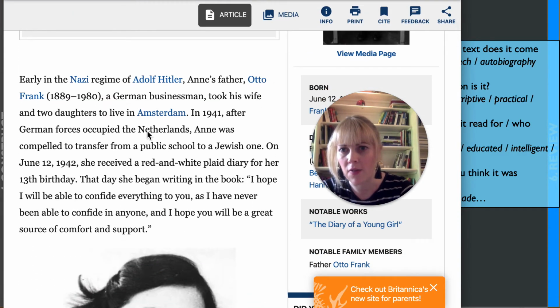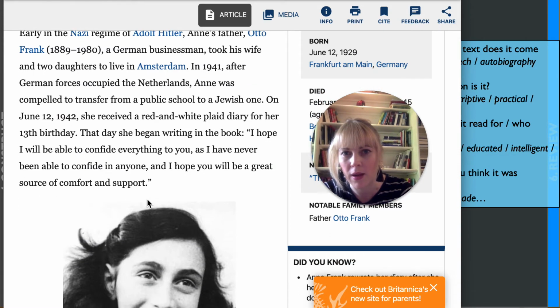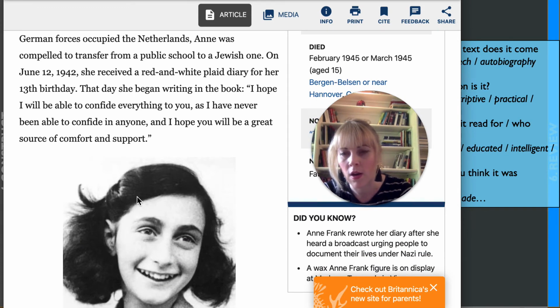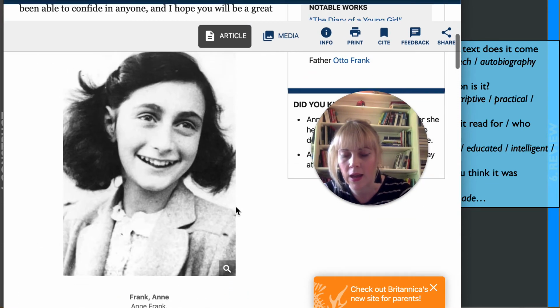Early in the Nazi regime of Adolf Hitler, Anne's father, Otto Frank, a German businessman, took his wife and 2 daughters to live in Amsterdam. In 1941, after German forces occupied the Netherlands, Anne was compelled to transfer from a public school to a Jewish one. On June 12, 1942, she received a red and white plaid diary for her 13th birthday, the day she began writing in the book. "I hope I will be able to confide everything to you, as I have never been able to confide in anyone, and I hope you will be a great source of comfort and support." And this is Anne here, you can see.